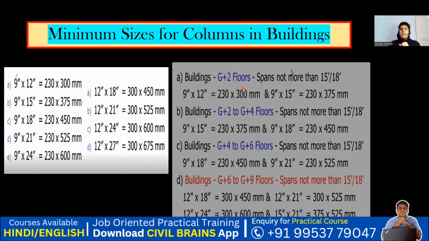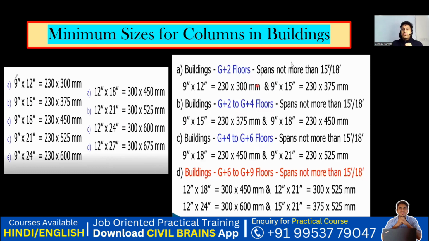So in this way, we try to do the analysis, and these are the standard column sizes we adopt. Now you have a few more thumb rules. If you're putting up a ground floor plus two floor structure, and your spans, the distance between two columns, are not more than 15 to 18 feet, you can go with 9 inch by 12 inch and 9 inch by 15 inch. If you're putting up G+2 to G+4 floors, and your spans are not more than 15 to 18 feet, you can go with 9 inch by 15 inch and 9 inch by 18 inch. So we are going to use two combinations.